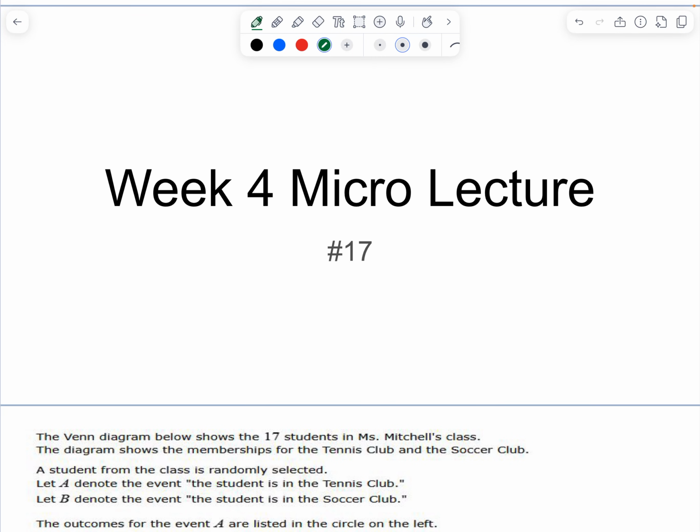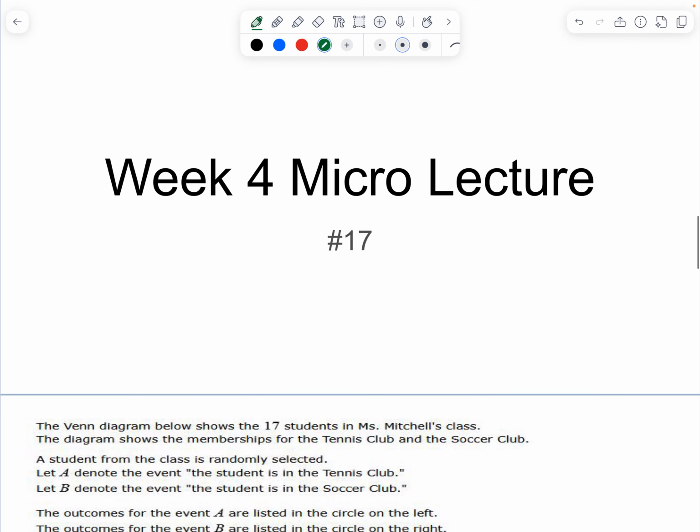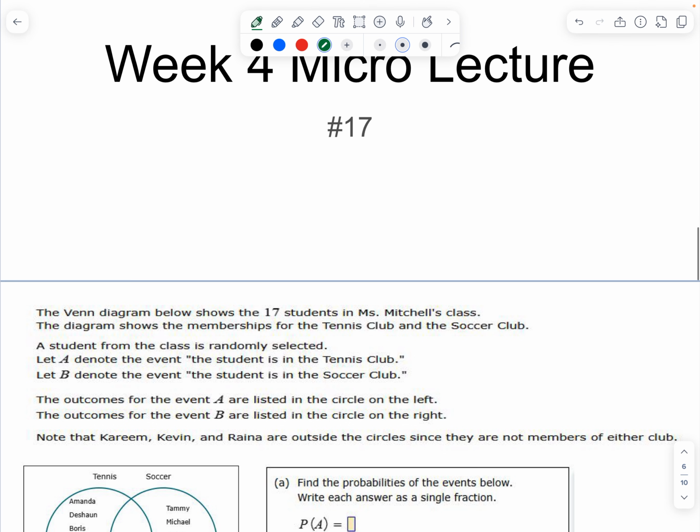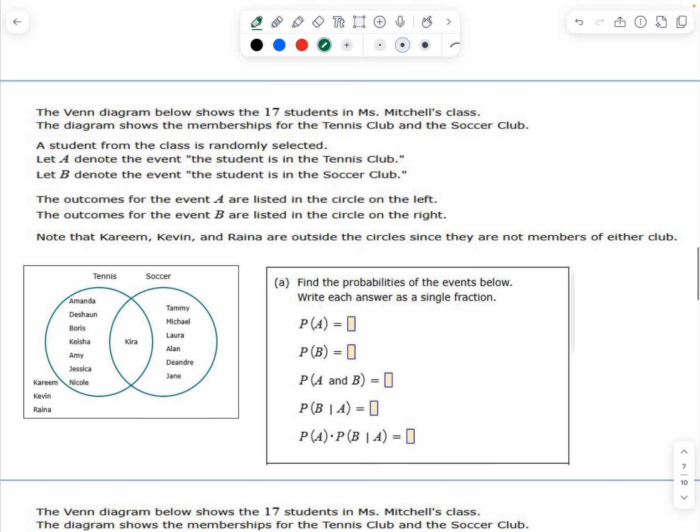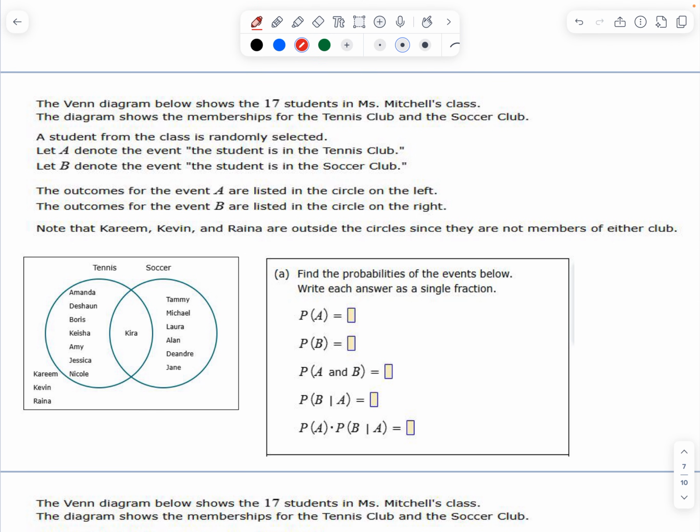Week 4, this will be the last question that I look at, and we're looking at what probably is number 17 or some iteration of that for you. All right, we have a Venn diagram below that shows 17 students in Miss Mitchell's class. The diagram shows the members that are part of the tennis club and the soccer club. All right, a student from the class is randomly selected.